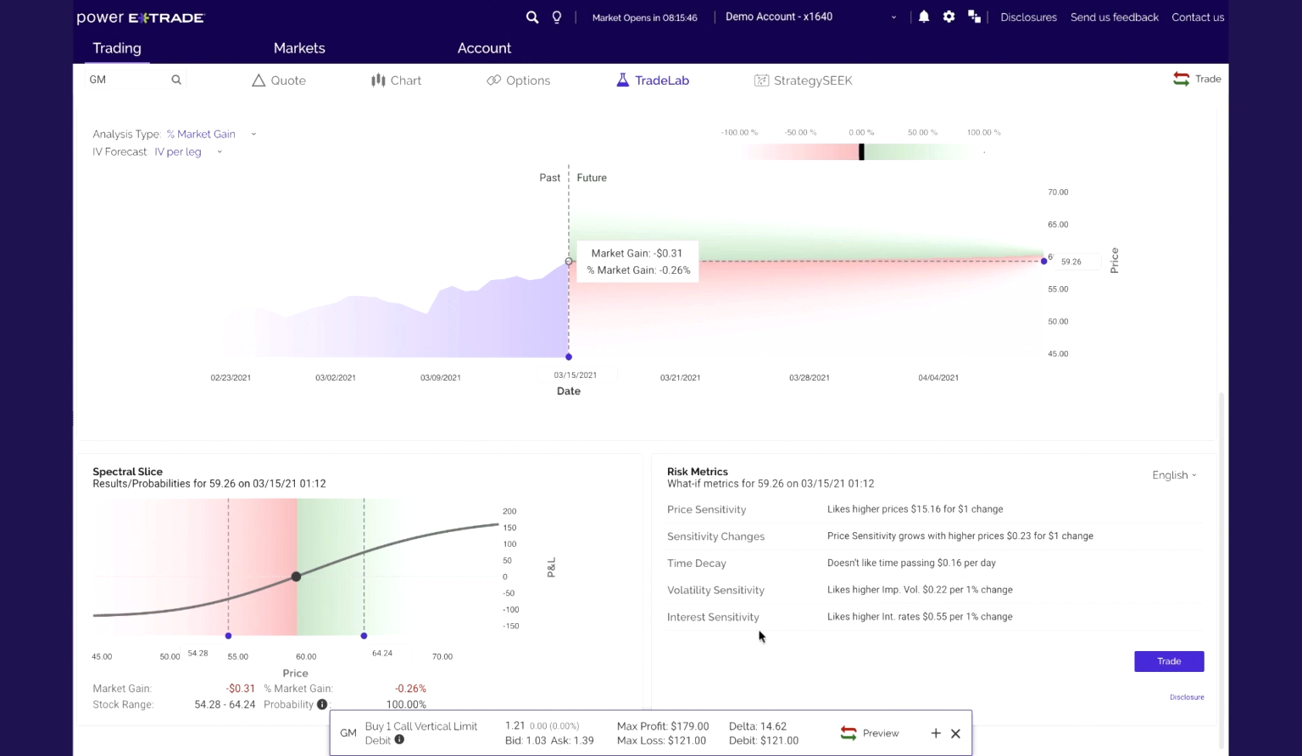And then finally, we've got rho, which is interest rate sensitivity. In this case, it likes higher interest rates at about 55 cents for a 1% change. Although when you consider that interest rates do move rather slowly, this is certainly not one that you're going to want to be thinking about. So what I like about this is that it allows us to dive a little bit deeper into this. So this is the second tool that I wanted to share with you.